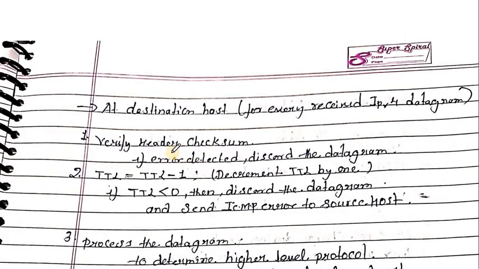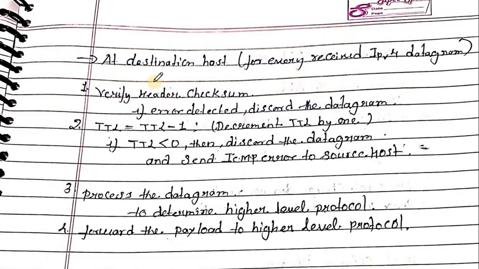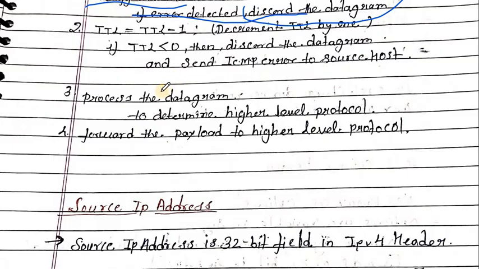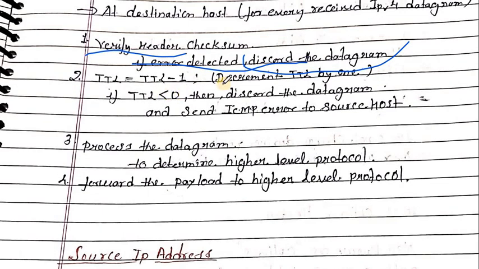Now at the destination end, what happens? Verify the checksum. If an error is detected, discard the datagram. Decrement the TTL value by 1. If the TTL value is less than or equal to 0, discard the datagram and send an ICMP error message to the source host.